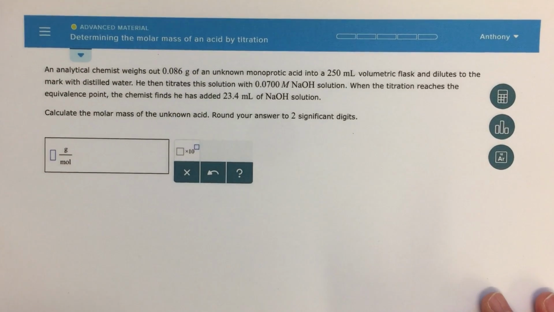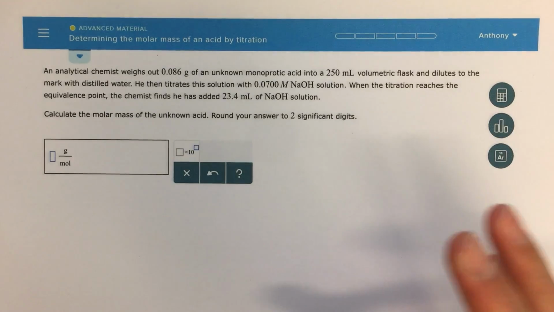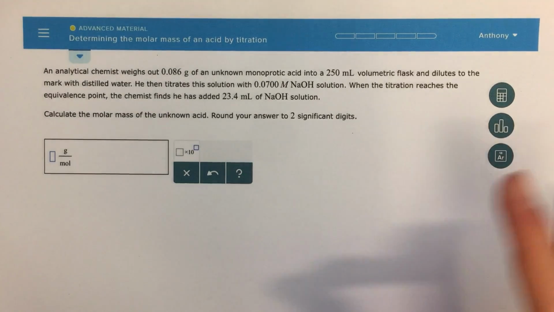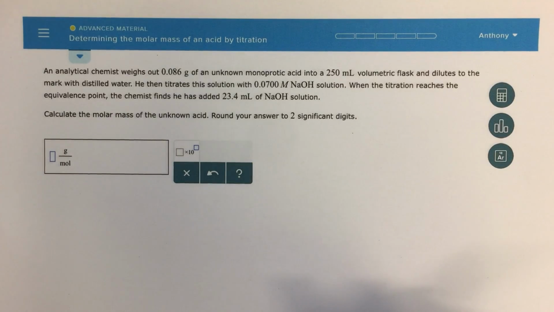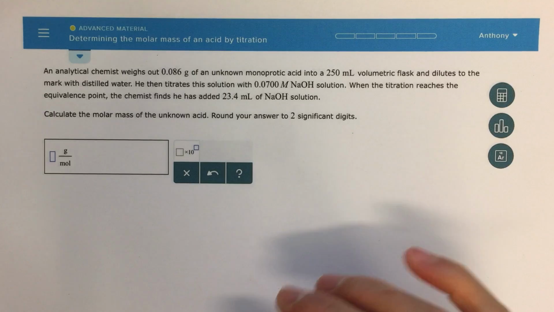All right, class, so this is an ALEKS topic called determining the molar mass of an acid by titration. It's a good topic, definitely a little bit challenging, trying to think a little bit outside the box, a different type of problem solving, which I think is really great. I'm going to do two examples of this problem in this video.